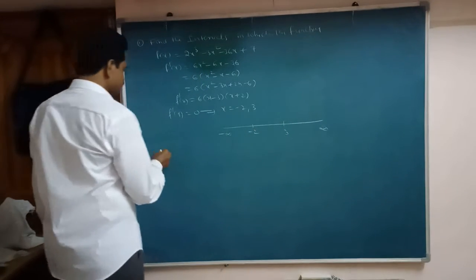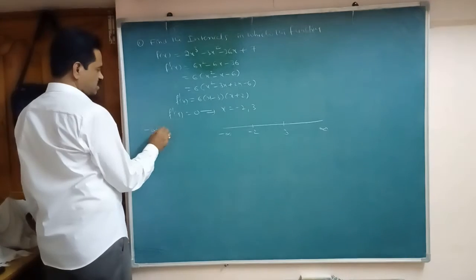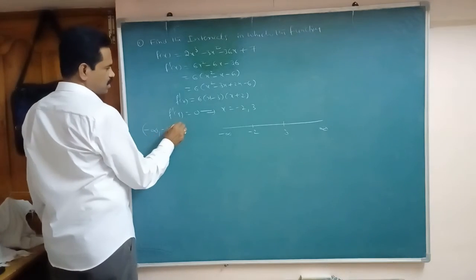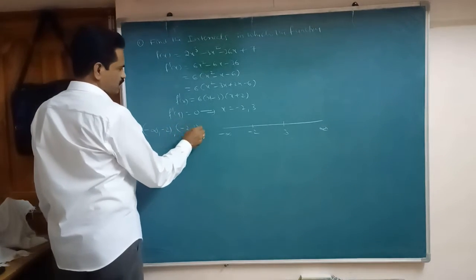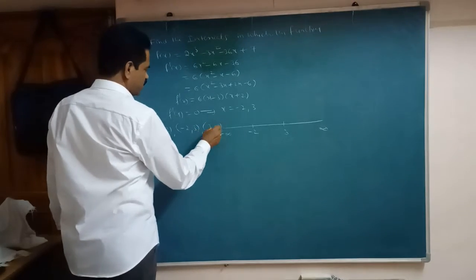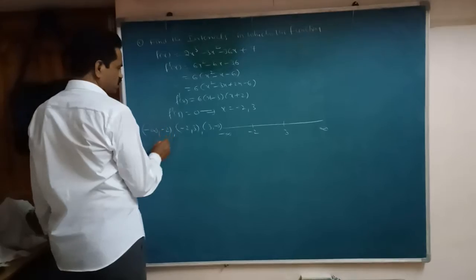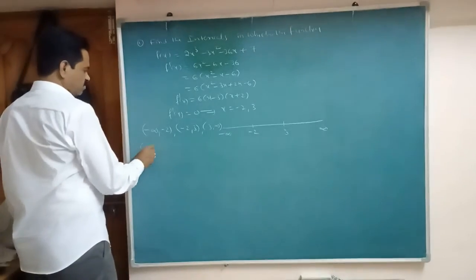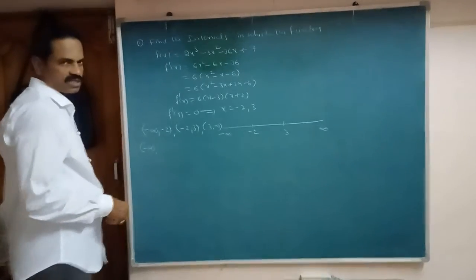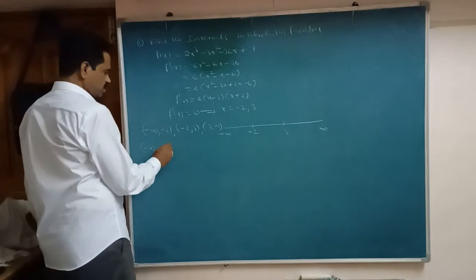So what are the intervals here? Check: minus infinity comma minus 2. Next, minus 2 comma 3. Next, 3 comma infinity. So first we have to find out minus infinity to minus 2. We will find out in the interval, so check minus infinity to minus 2.